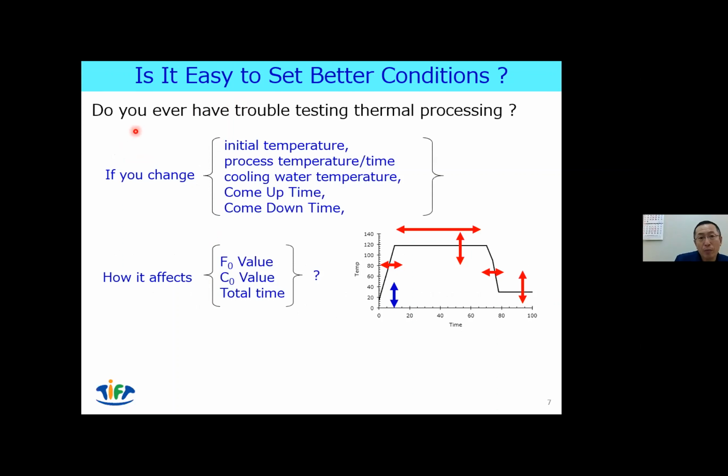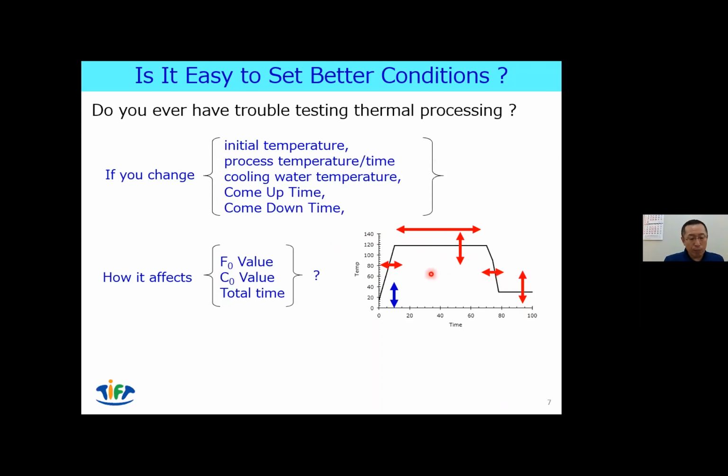Do you ever have trouble testing thermal processing? If you change the initial product temperature, do you know how it affects the F0 value, C0 value, and total time? The same can be said about these parameters: process temperature, process time, cooling water temperature, come up time, and come down time.